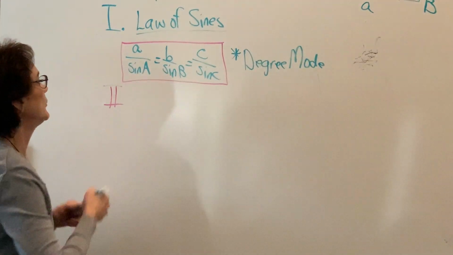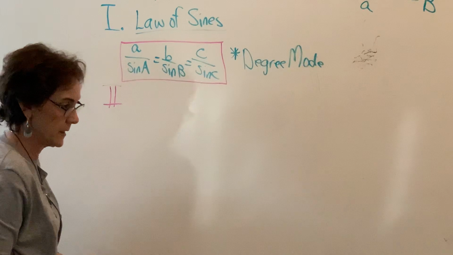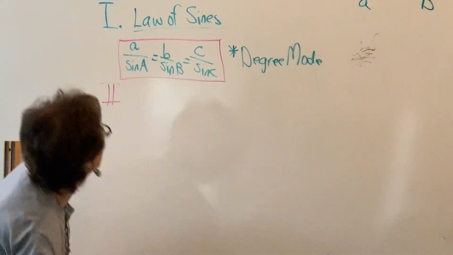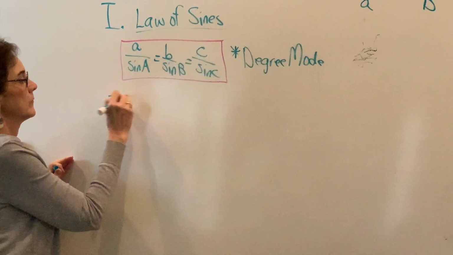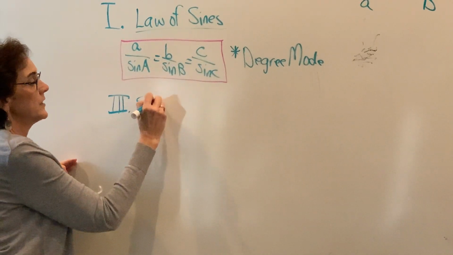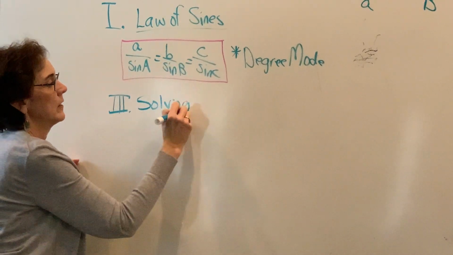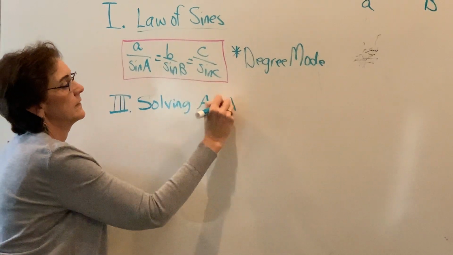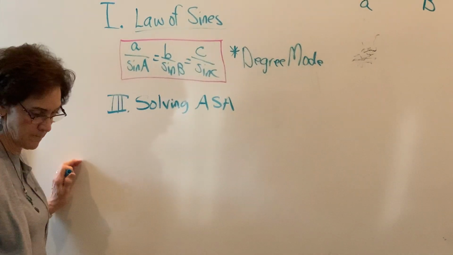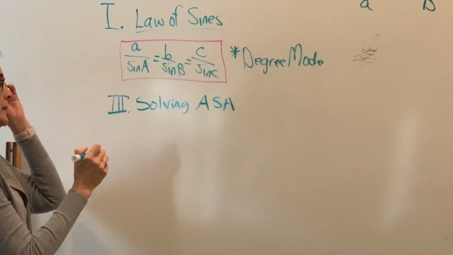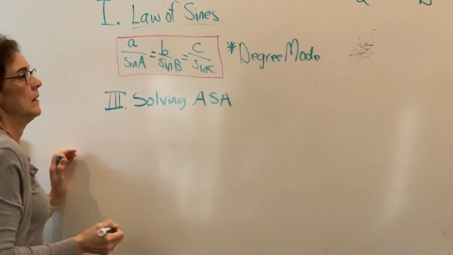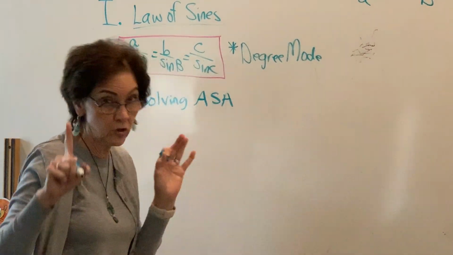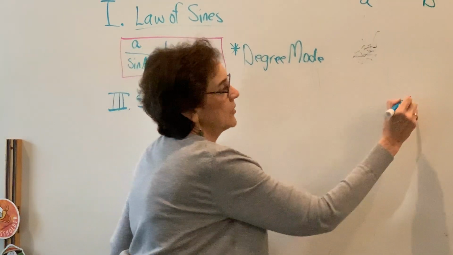All right, so Roman numeral 3. Let me just erase that. Okay, Roman numeral 3. This one is going to be solving angle, side, angle triangles, okay? And again, the only way to do that is using the law of sines. All right, I'm only going to do one example for this one because you kind of get it now.